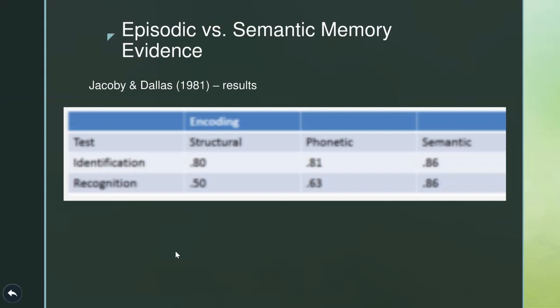So what they found is, this is the encoding: structural, phonetic, and semantic. Let's look at recognition first. Recognition for structurals is low, goes up a little bit for phonetic, and goes even higher for semantic. So you see that same levels of processing effect that we would expect to see for recognition.